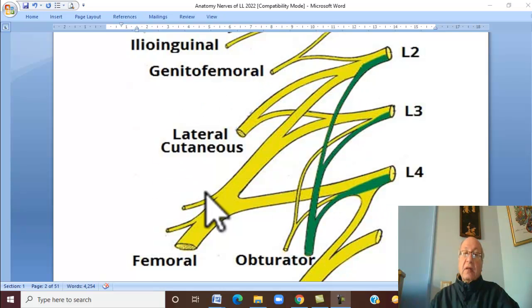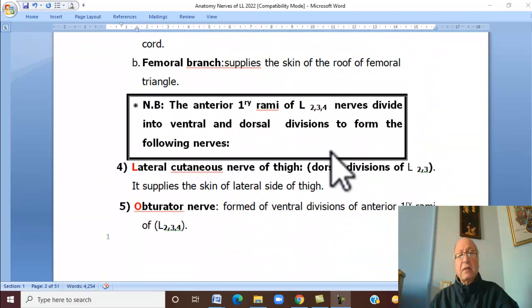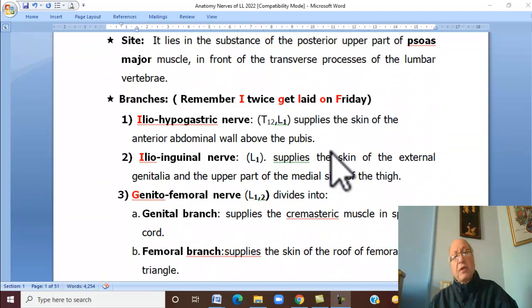And I forgot to mention the mnemonic of the lumbar plexus. Let us see this mnemonic. The branches of the lumbar plexus can be summarized in this mnemonic.